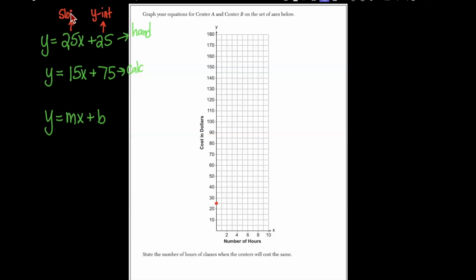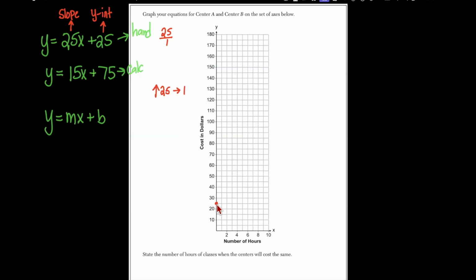Remember, when we think about slope, we think about rise over run. So in this case, 25 over 1 is my rise over my run. That means I need to go up 25 for every time I move to the right one. Note, our axis is counted by ones, but this one seems to be counting by fives: 5, 10, 15, 20, 25. So I know I'm going to go up 25 and right 1.